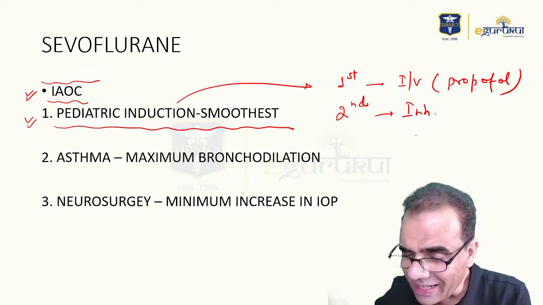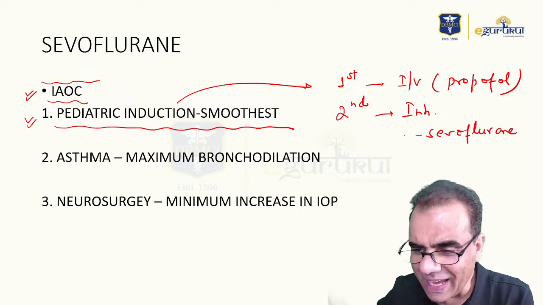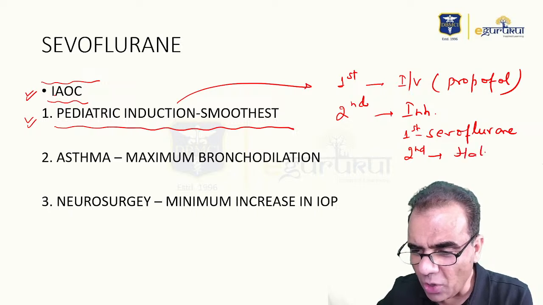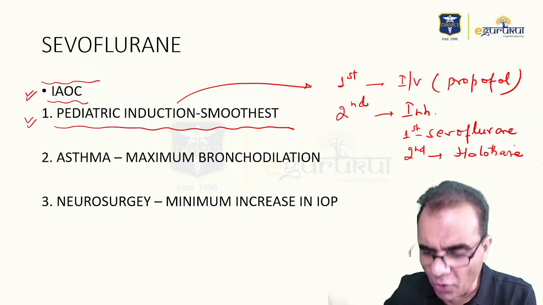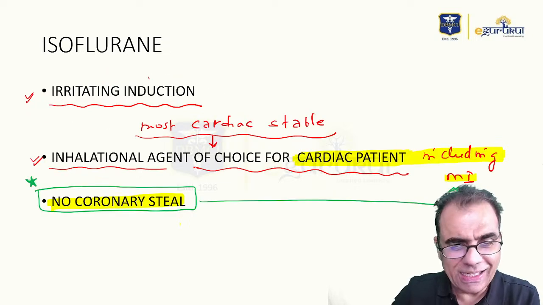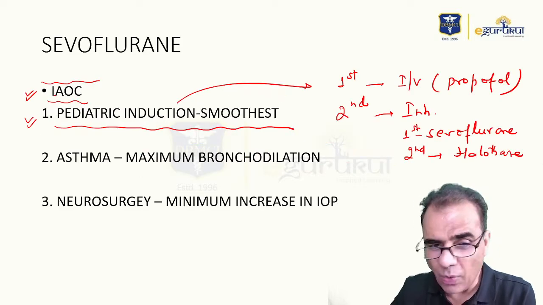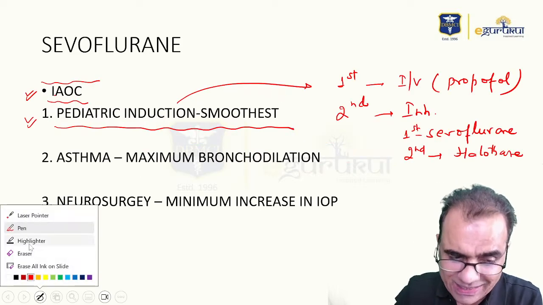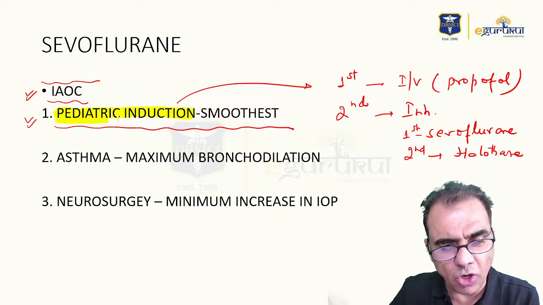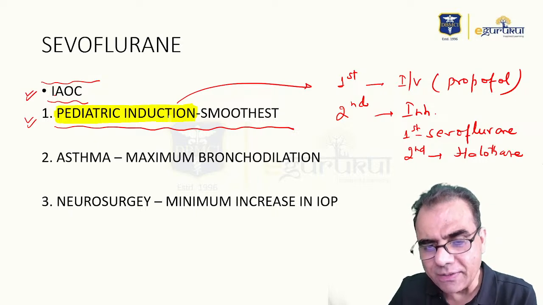And in inhalation induction, yes, first choice is sevoflurane. And the second choice is halothane. Halothane, isoflurane and desflurane, I told you, have got irritating induction, so they cannot be used for induction. And why I'm insisting, because pediatric induction is very commonly asked in all exams, whether it is FMG or NEET, and they always ask you in tricky ways.